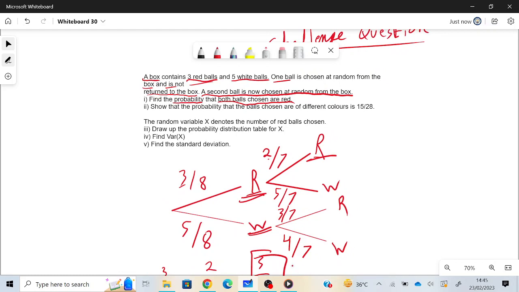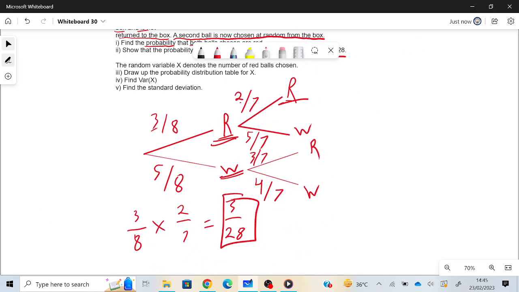Next question says show that the probability that the balls chosen are of different colors is 15/28. That means both our picks must be different. So the 2 possibilities are either that our first pick is red and then our second pick is white, or our first pick is white and then our second pick is red. Those are the only 2 ways both picks can be of different colors.